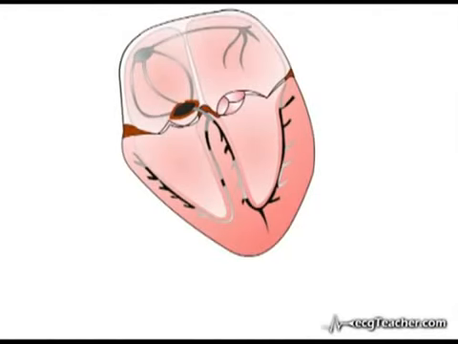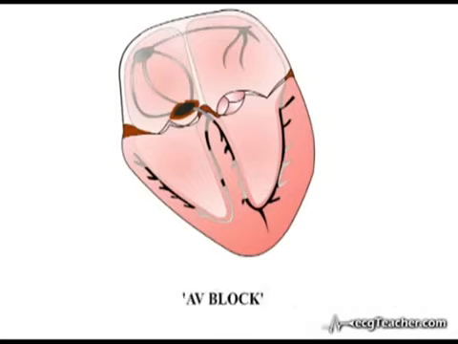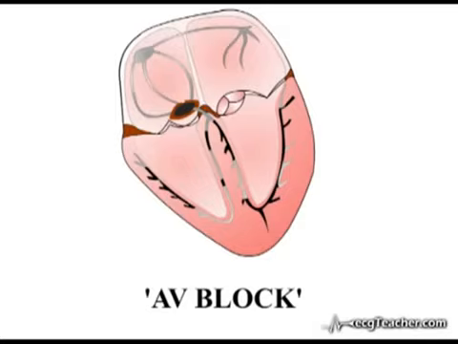Dysfunction of the AV node or diffuse damage to components of the ventricular conducting system can result in a delay or even failure of transmission of atrial depolarization into the ventricular muscle mass. This situation is referred to as atrioventricular or AV block. 3 degrees of AV block are recognized.